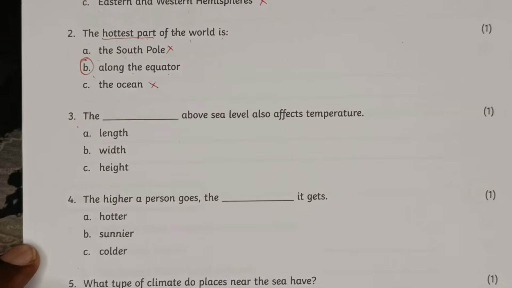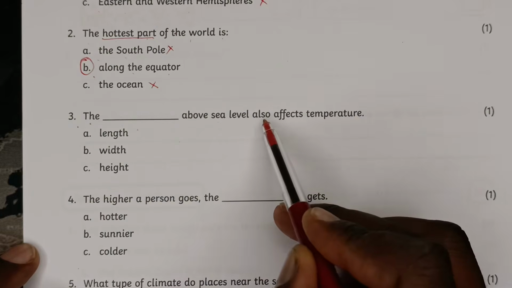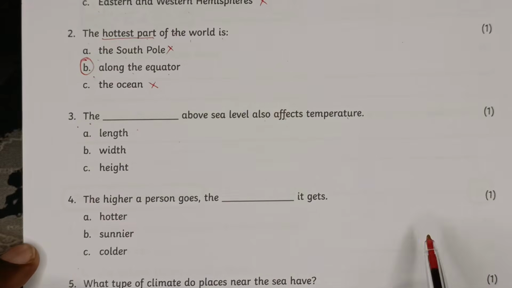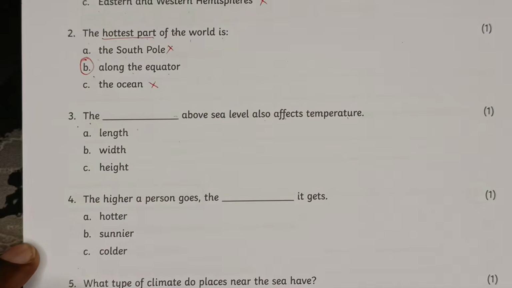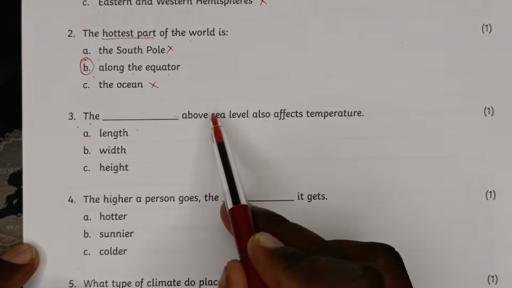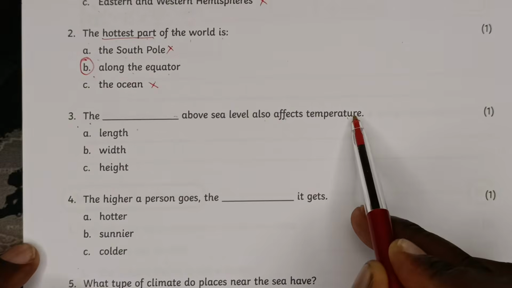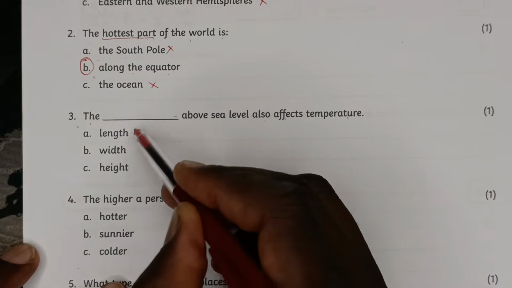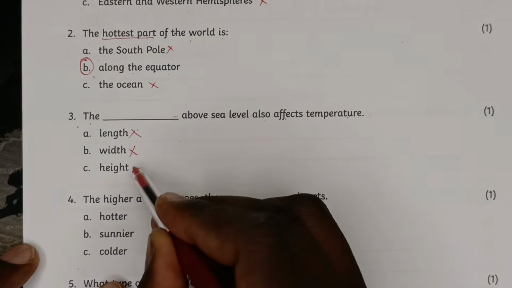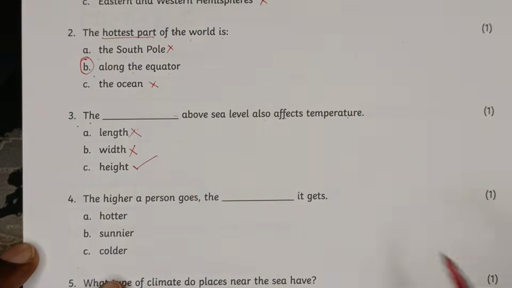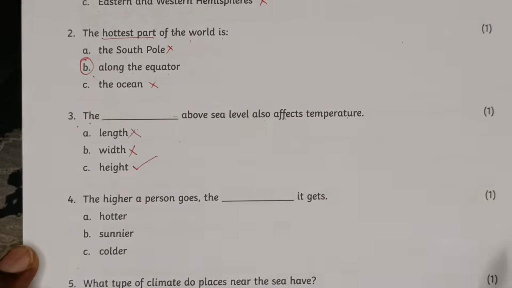3 says the above sea level also affects temperature. What is the word that should be fitted in there? The above sea level also affects temperature. Is it the length? No. Is it the width? No. Is it height? Yes. So the height above sea level also affects temperature.